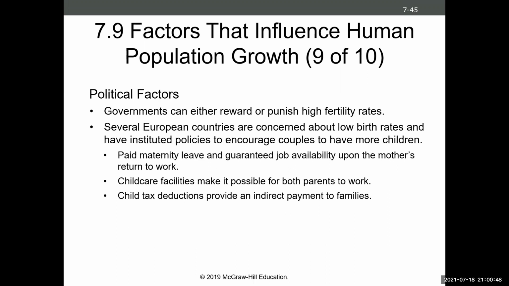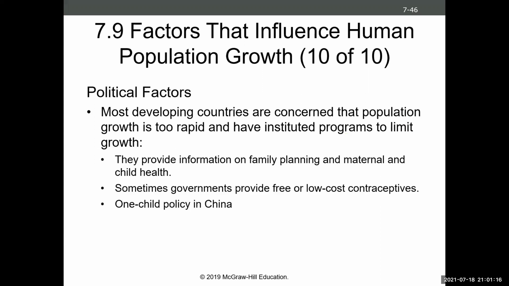Political factors, you can have governments that reward or punish low versus high fertility rates, again, depending on the culture. Examples, European countries are concerned with low birth rates, so a lot of European countries are having declining populations. So they're actually giving paid maternity leave, job availability on return to work, providing childcare facilities, tax deductions to try to increase the population growth rate.